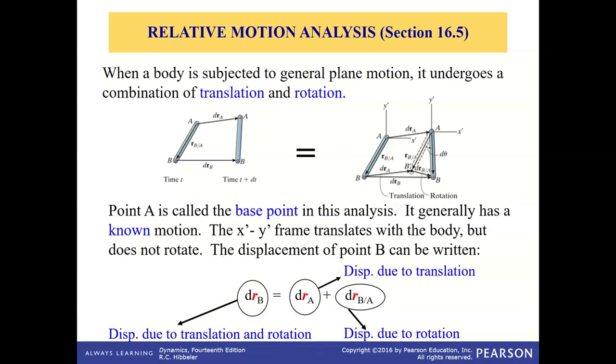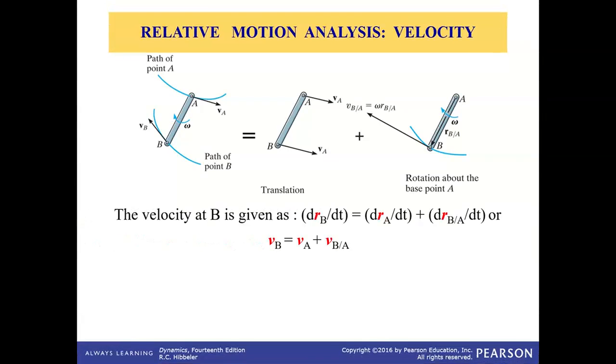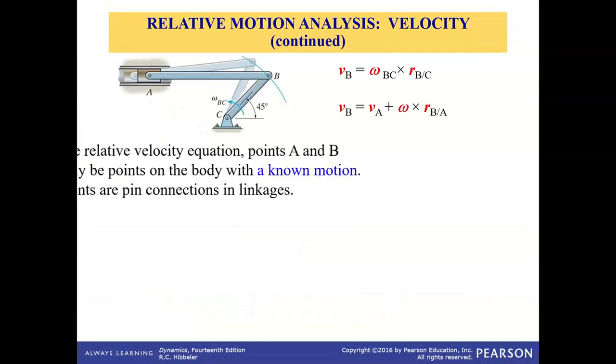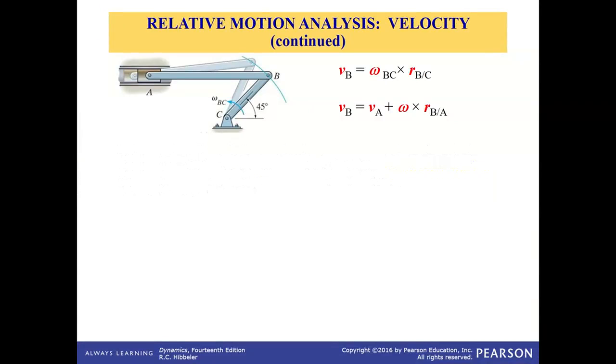We have talked about absolute position and relative position, and you are familiar with this equation. Velocity of B is velocity of A plus B with respect to A, and if link B has rotation relative to A, then B with respect to A is omega cross RB relative to A. Okay, so now let's look at this example.